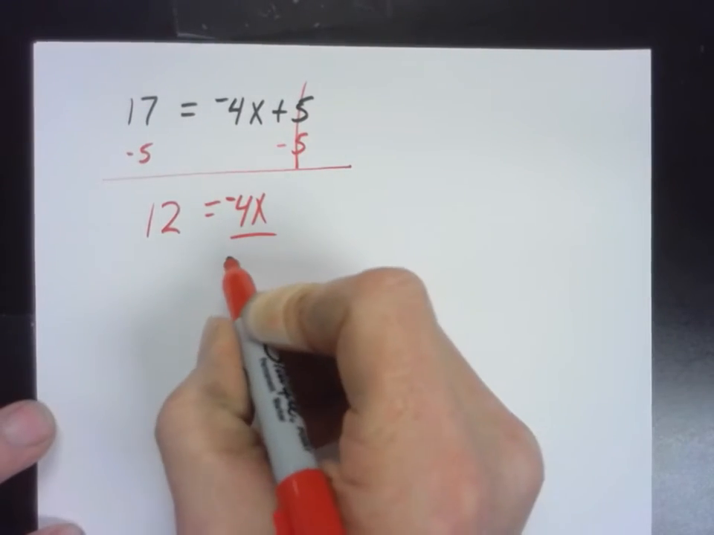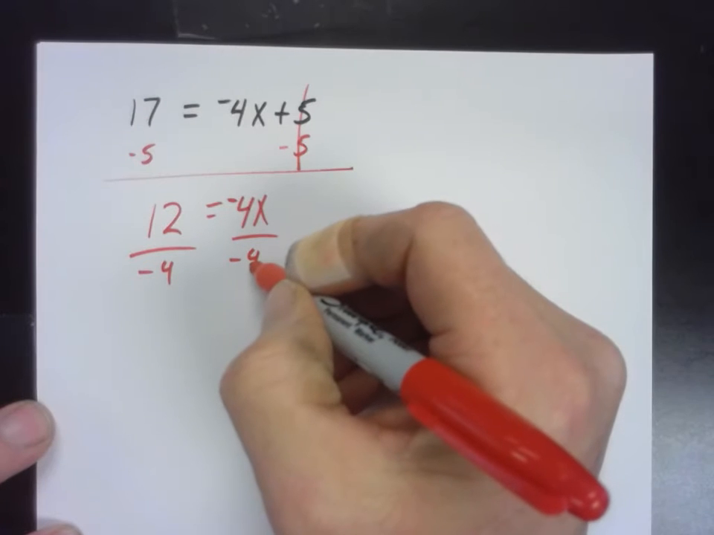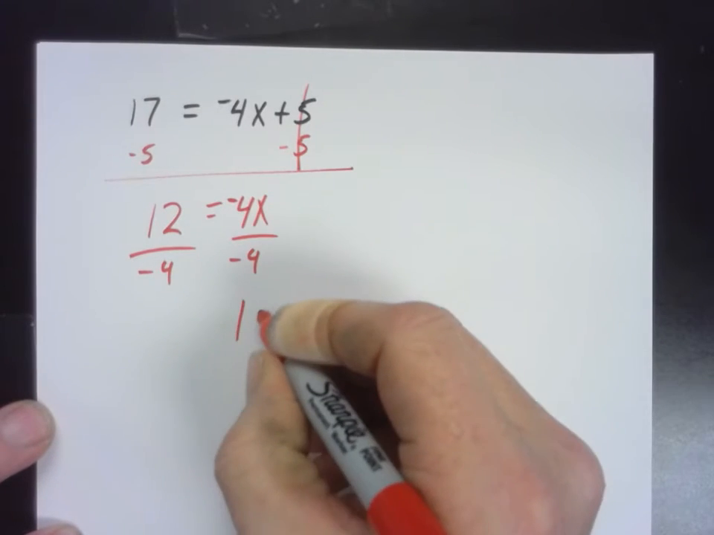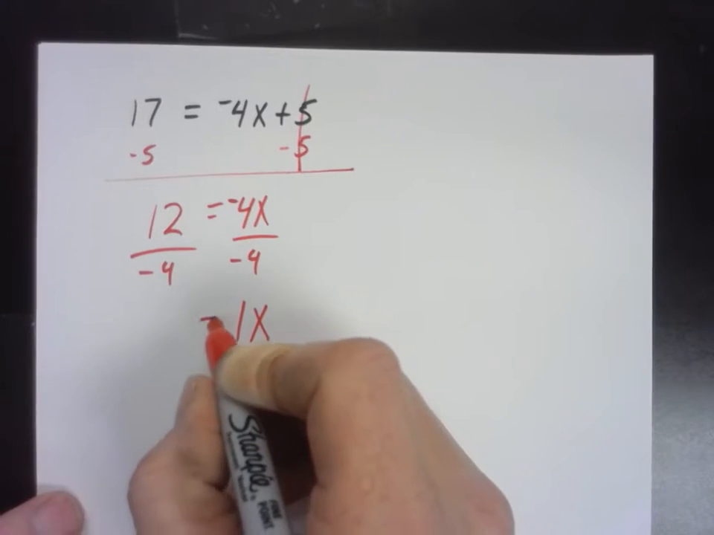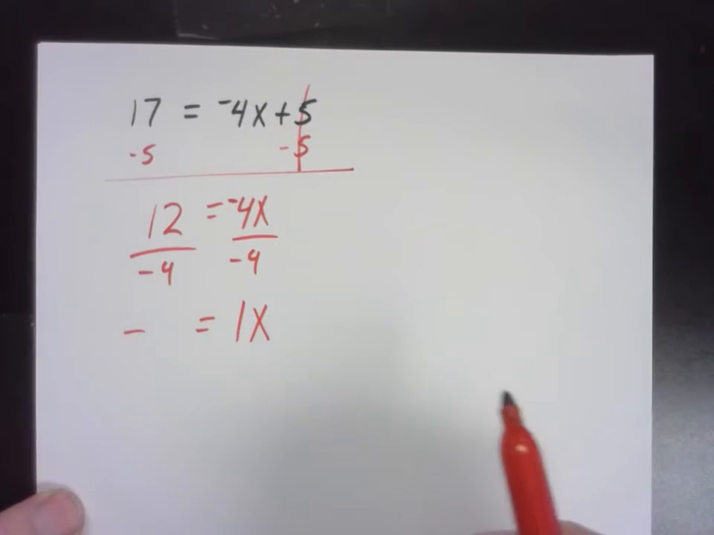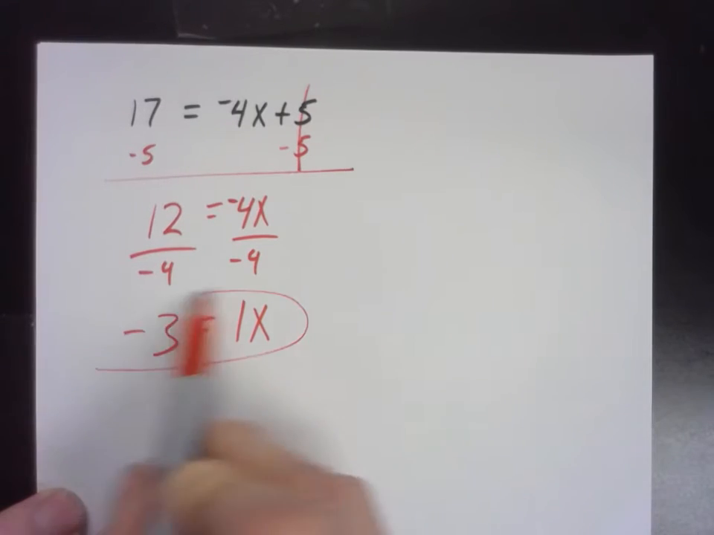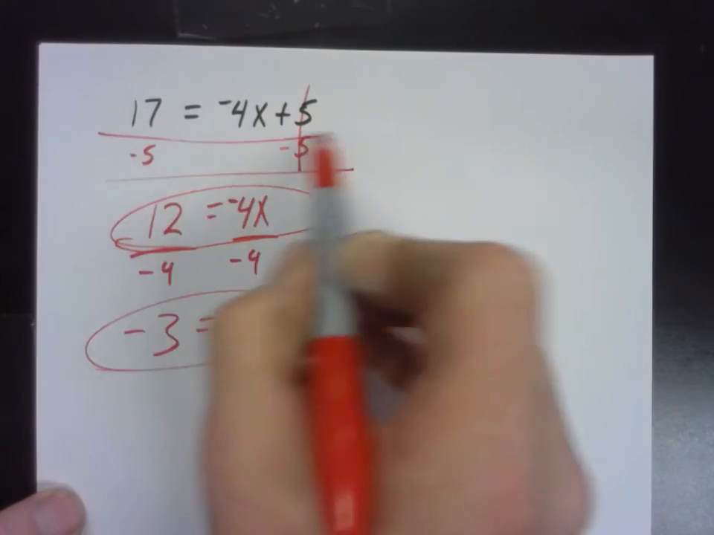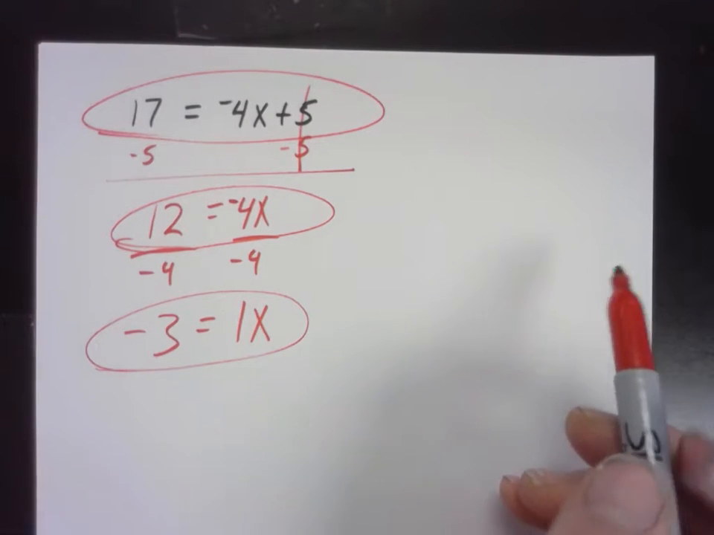So what's negative divided by negative? So whatever it takes to make that a positive 1, right? And then this would equal a negative? Does that work? So negative 3 makes this equation true, it makes that equation true, it makes that equation true. We agree? Okay.